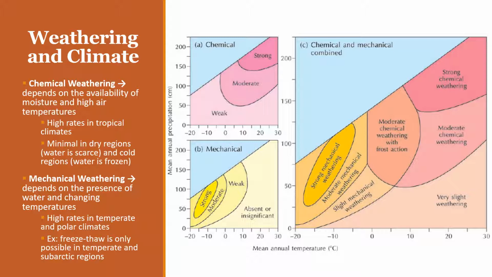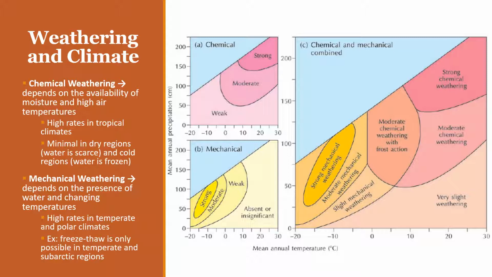So now, to bring everything together, we talked about our two main types of weathering processes, chemical weathering and mechanical weathering. So where are these processes occurring most frequently in relation to climate? Chemical weathering is dependent on the availability of moisture and high air temperatures. So we experience high rates of chemical weathering in tropical climates. It's minimal in dry regions because we don't have a sufficient water source, and in cold regions, which might contain water, but that water is frozen.